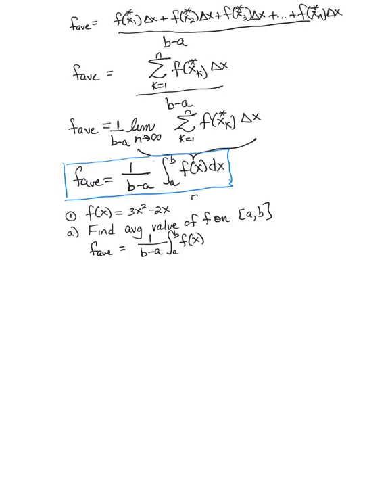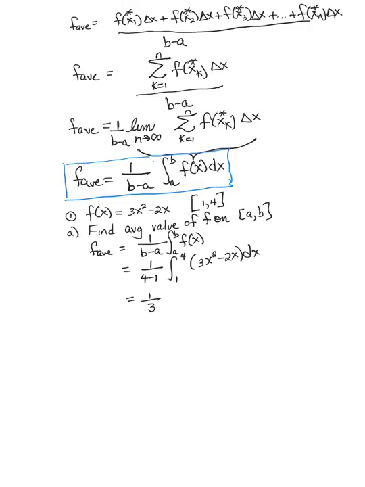Oh, I didn't give you A and B, on the interval from 1 to 4. Okay, so A is 1 and B is 4. So this integral becomes 1 over 4 minus 1, the definite integral from 1 to 4 of 3x squared minus 2x dx. Okay, so now we work this out.